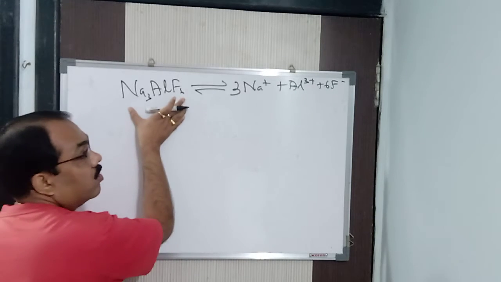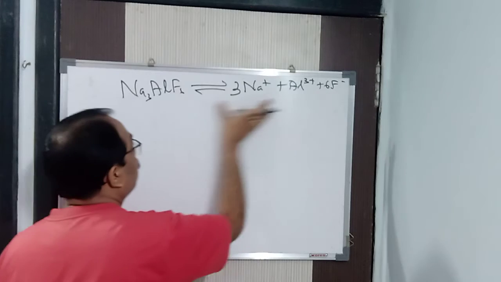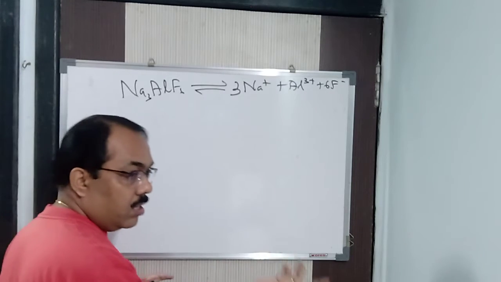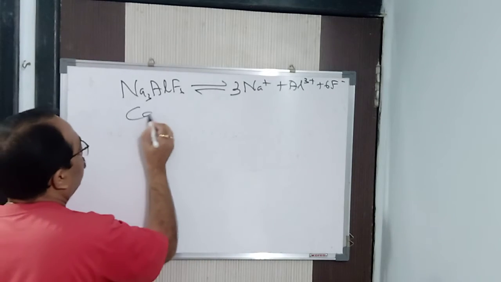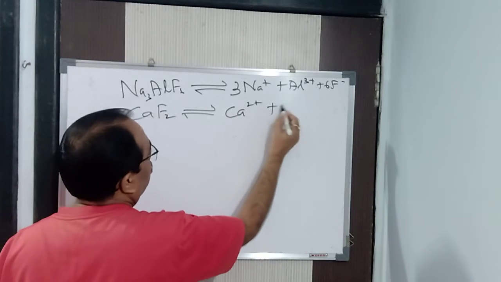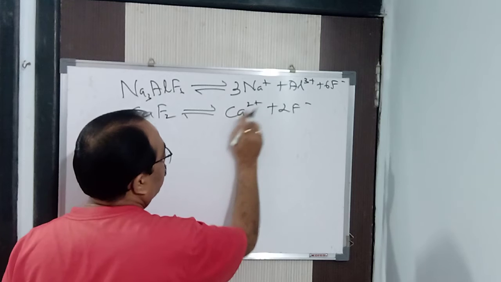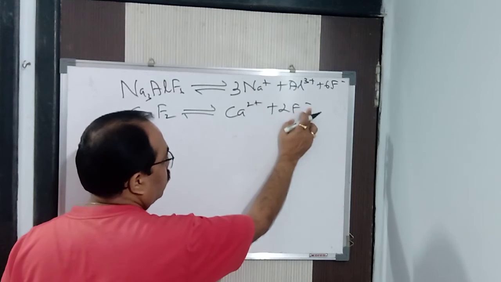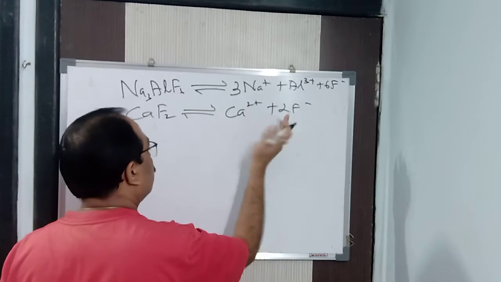Here also you can see it's neutral. This side also total charge is 0. Here also total charge is 0. It is neutral. Alright. In this way we can write it down. No need to mark it up. CaF2 will give you Ca2+ and 2F-. Here Ca2+, total positive charge is 2. Total negative charge is also 2. That is plus 2 minus 2, 0, again neutral.